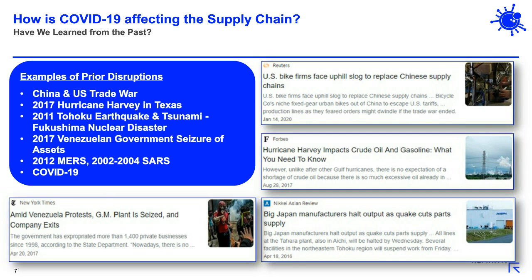So looking at these past events, Nick, I'd love to get your perspective on this. How is COVID-19 affecting the supply chain today?